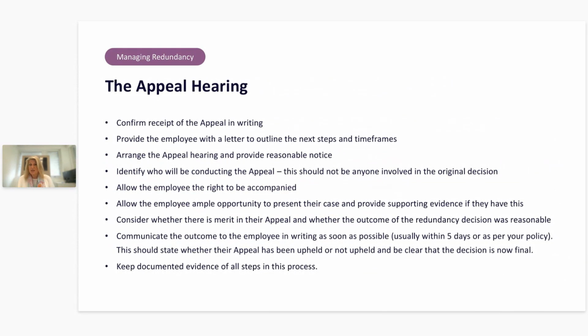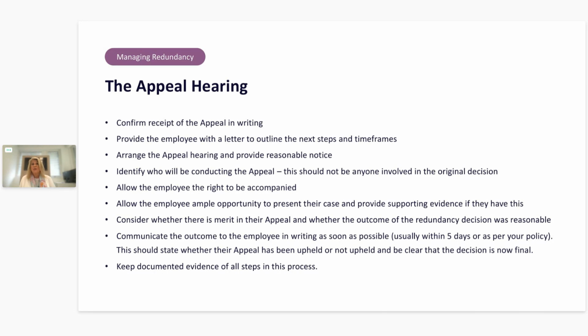Once an appeal is submitted, it's important to acknowledge it promptly. Let the employee know in writing that their appeal has been received and outline the next steps, including who will be handling the appeal and the expected time frame for reaching a decision. The appeal must be heard by someone impartial, so ideally a manager who was not involved in the original selection or scoring process. If the same people are involved, it creates a clear conflict of interest and undermines the fairness of the process. During the appeal meeting, give the employee plenty of time to explain their concerns. They should be encouraged to share their reasons for appealing and any evidence they believe supports their case.